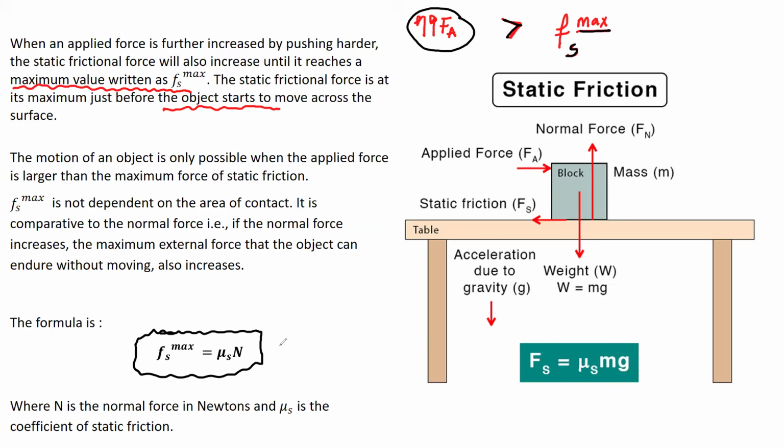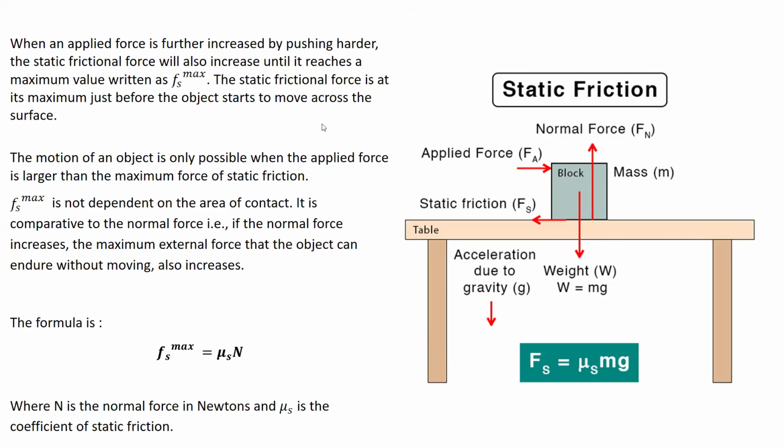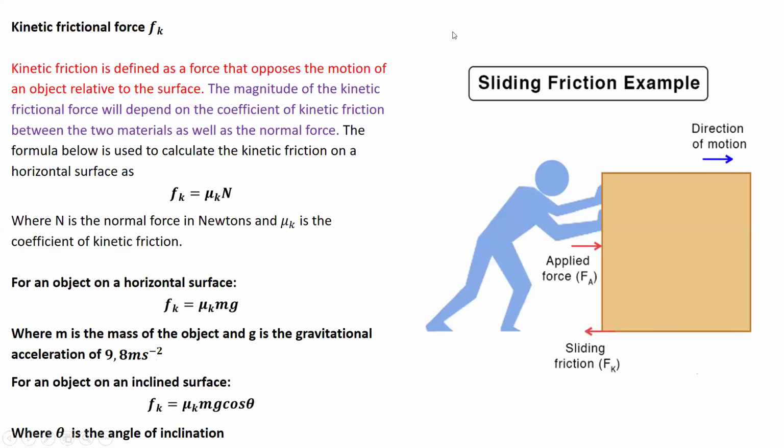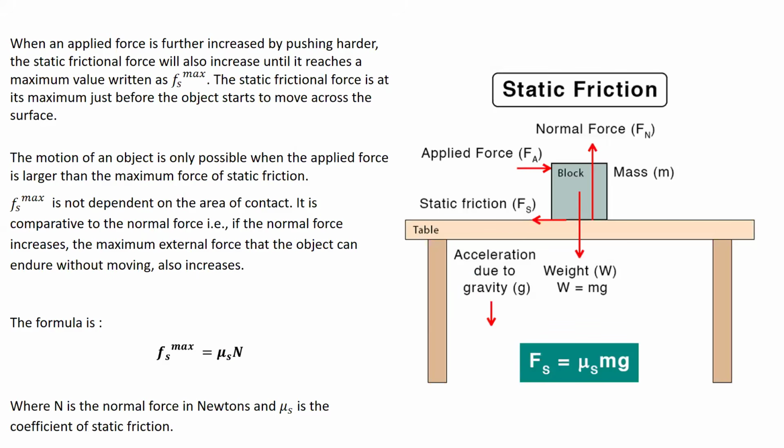I'm saying F s max is mu s, the coefficient of static friction, multiplied by the normal force. Please write down that formula as well. I'm hoping you're taking some side notes. All right, let's go to kinetic friction. Maybe someone is still writing the formula. Let's go to kinetic frictional force.